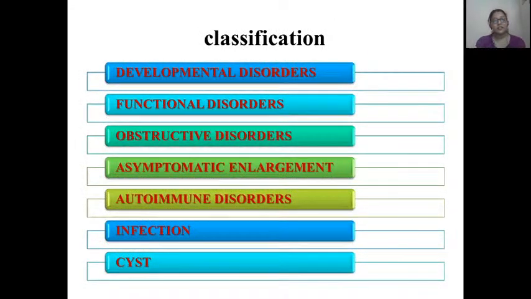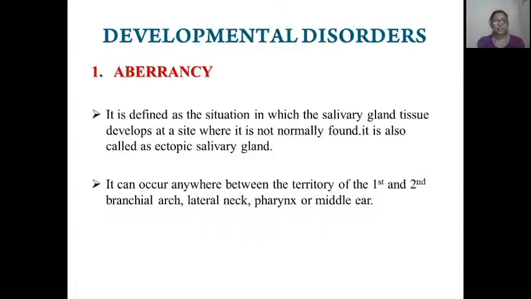Now, the main thing, the classification of salivary gland disorders. It is classified into various categories. First is the developmental disorders, functional disorders, obstructive disorders, asymptomatic enlargement, autoimmune disorders, infection, cyst. First, coming to developmental disorders.